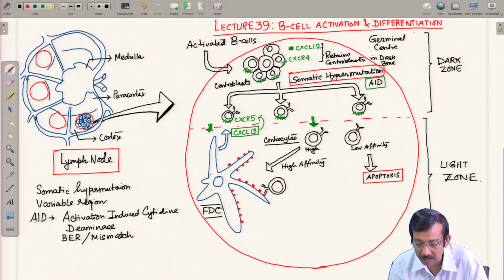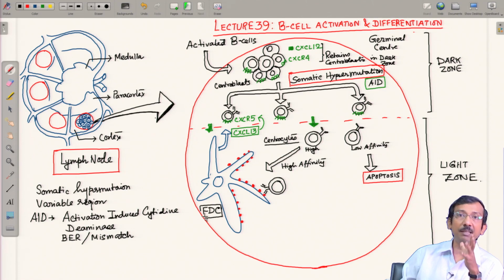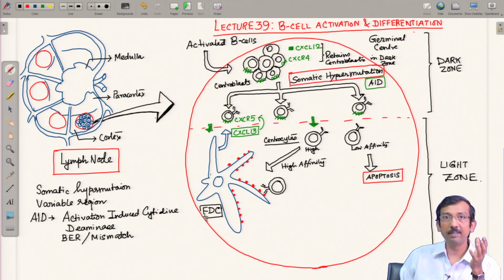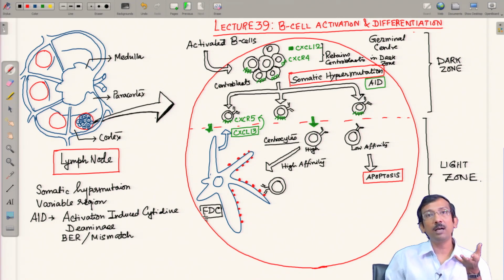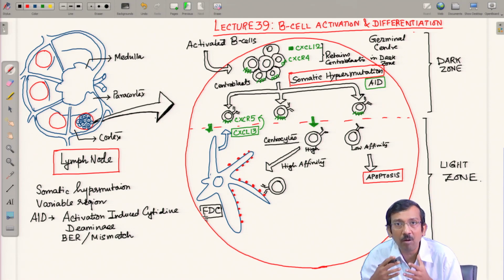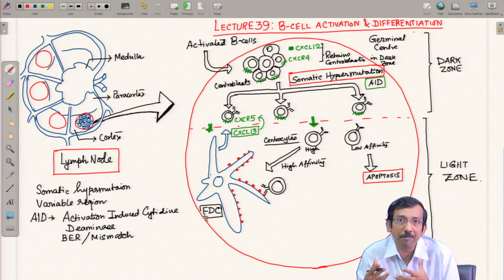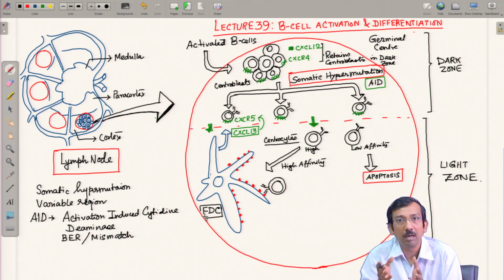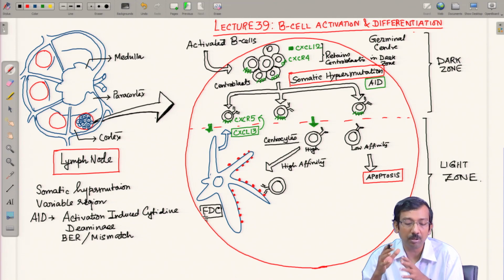This follicular dendritic cell is present inside the germinal center, inside the light zone of the germinal center, and they carry these antigens on the surface. These activated B cells, which have already a very high affinity mutation, that means they now have developed higher affinity for the antigens. They will interact with the antigens that are captured on the surface of the follicular dendritic cells.